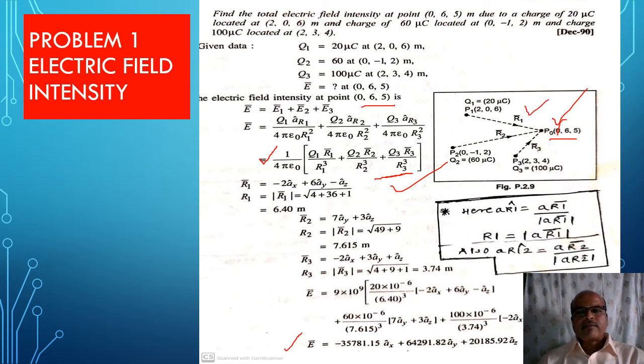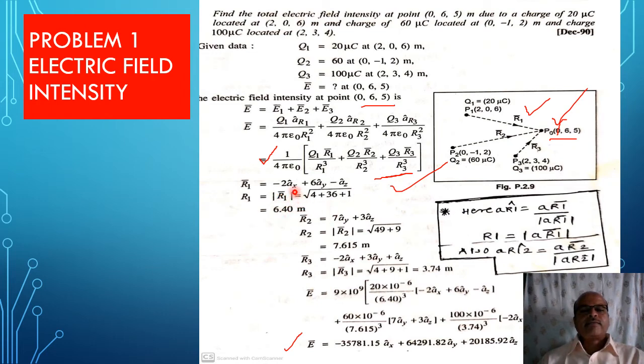This R1 bar we have calculated. Minus 2 means we have to subtract from this point to this point. 0 minus 2 is minus 2 ax cap, 6 minus 0 is plus 6 ay cap, right? And 5 minus 6 is minus az cap. We will get this equation, and R1 is equal to the magnitude of R1 bar.